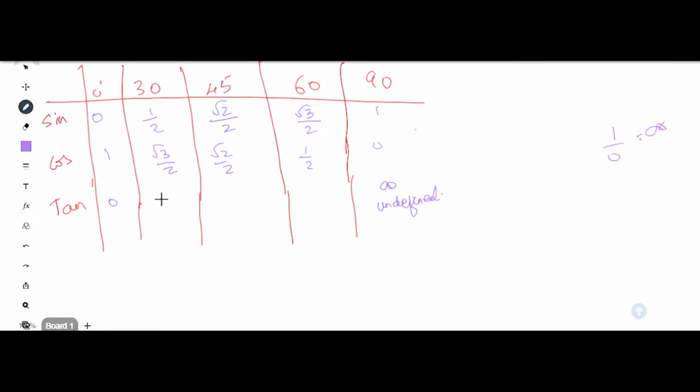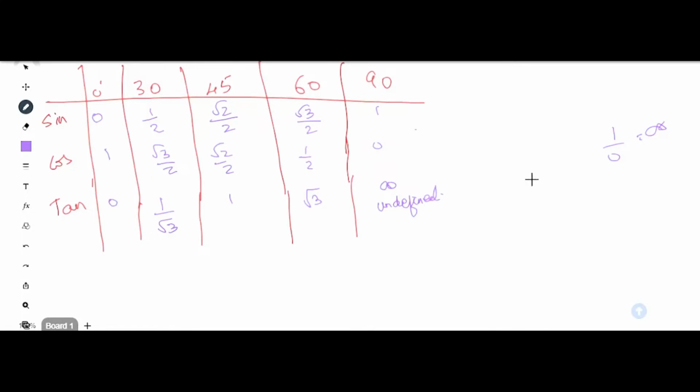So tan 30? Tan 30 would be 1. Wait, it would be root 3 over 3, right? Because if you rationalize, root 3 over 3 or 1 by root 3, anything is fine. And tan 45 would be 1. Very good. And tan 60 would be root 3. So these are the basic trigonometric functions which you always have to remember.